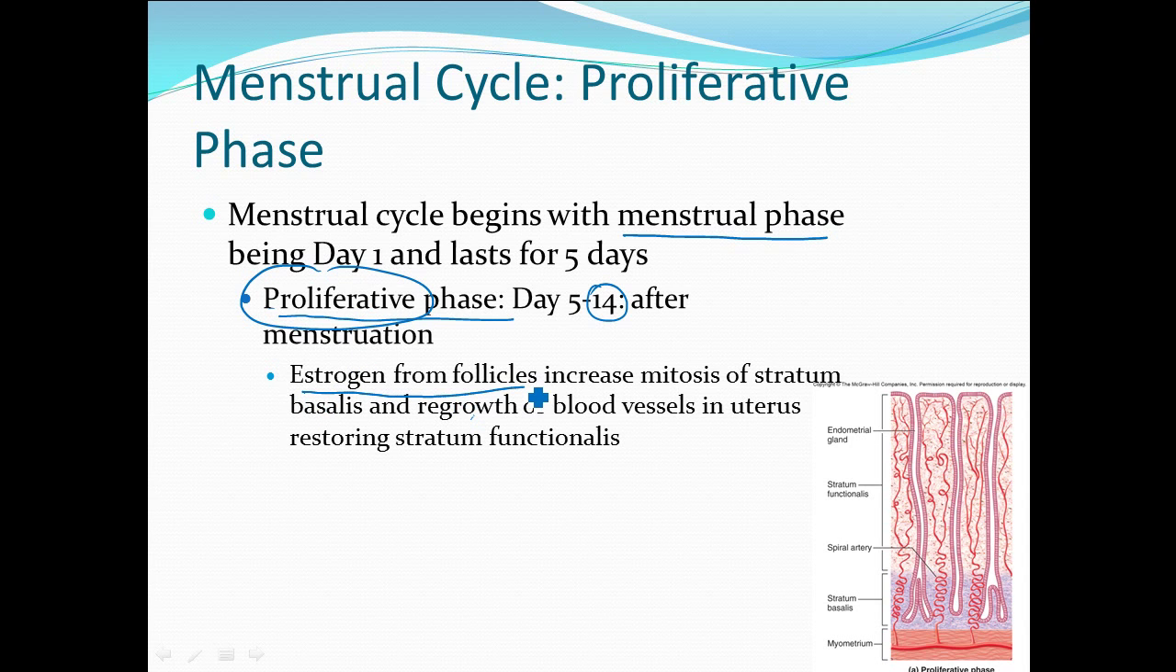So estrogen from the follicles. What produces the estrogen within the follicles again? What cells produce estrogen? The granulosa cells. The theca cells make the androgens, yeah, the androstenedione, and give it to the granulosa cells to make estrogen. Okay, so the estrogen causes an increase in mitosis of the stratum basalis, so that it becomes more of the stratum functionalis. So we're regrowing blood vessels in the uterus at this point in time.